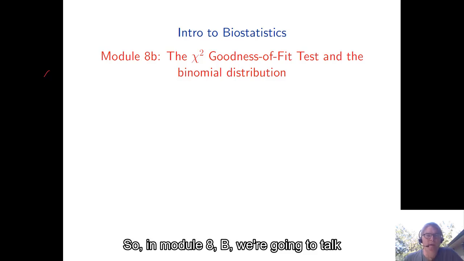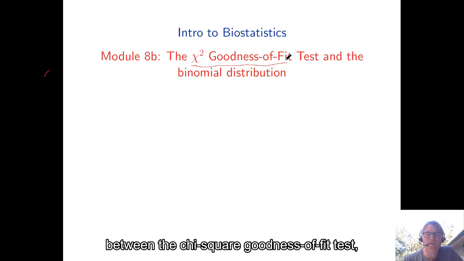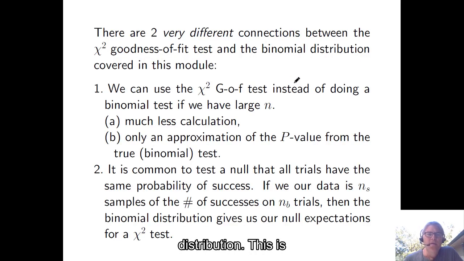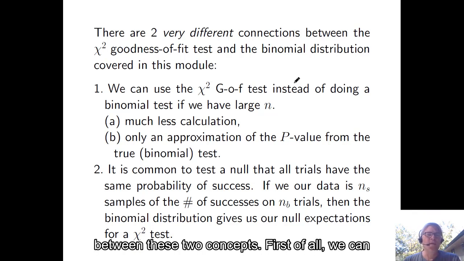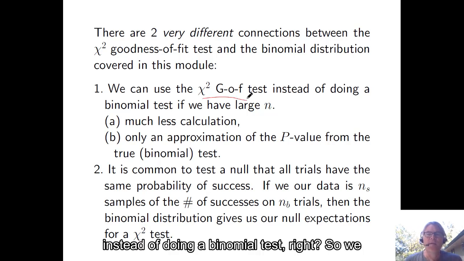So in Module 8b, we're going to talk about a couple of connections between the chi-square goodness of fit test, which we talked about in 7a, and the binomial distribution. And this is a constant source of confusion because there are two very different connections between these two tests, or between these two concepts.